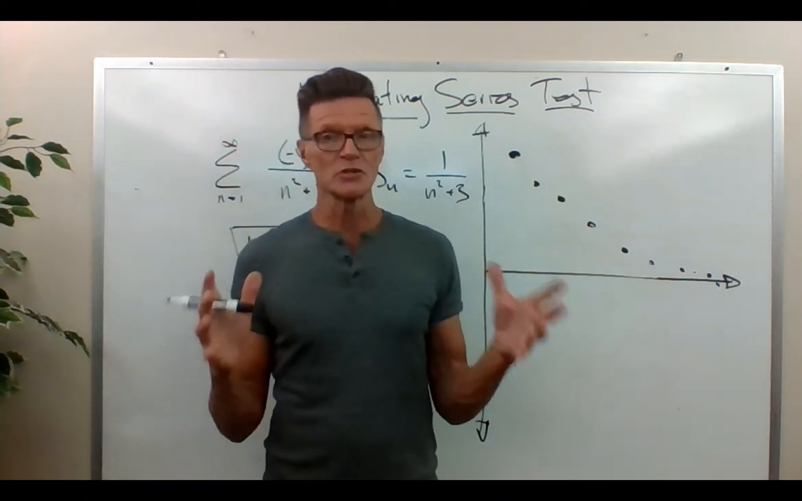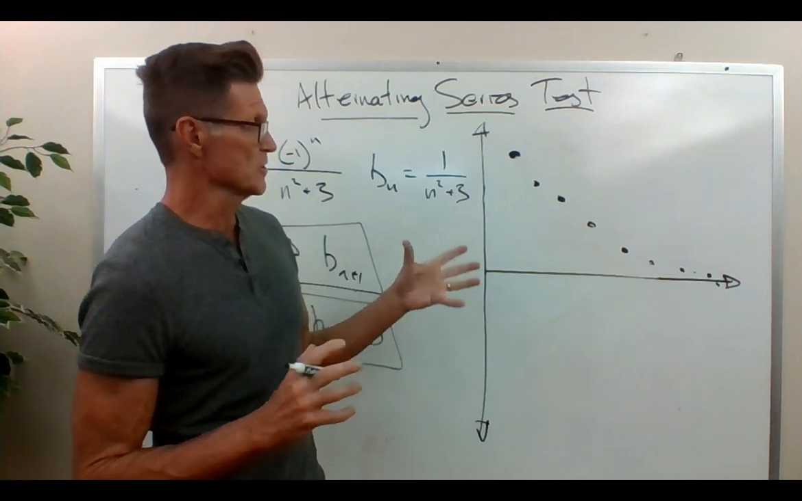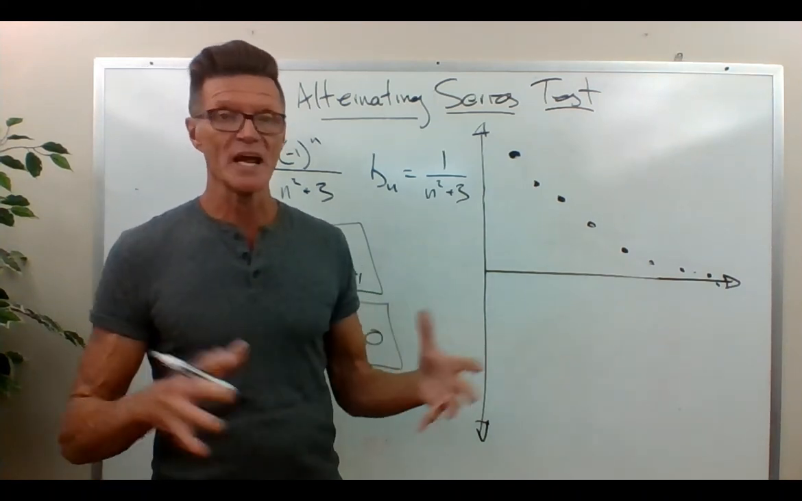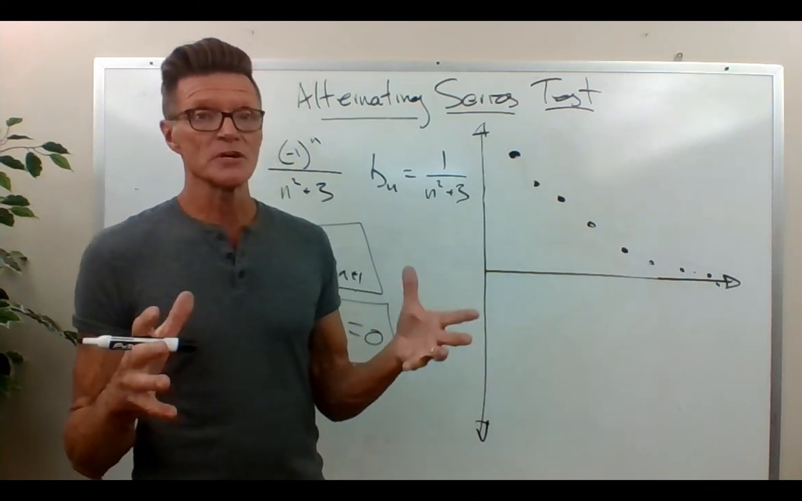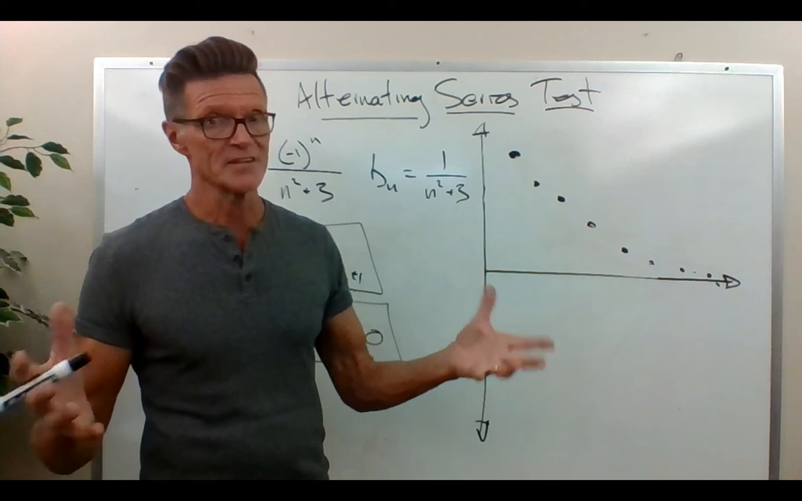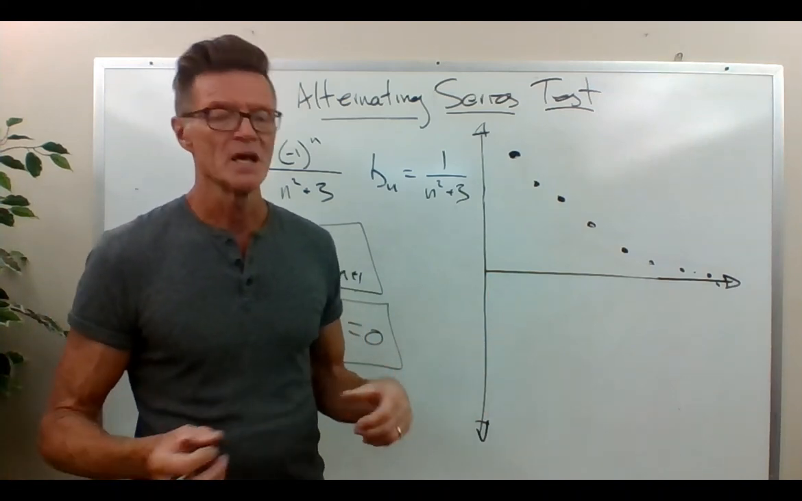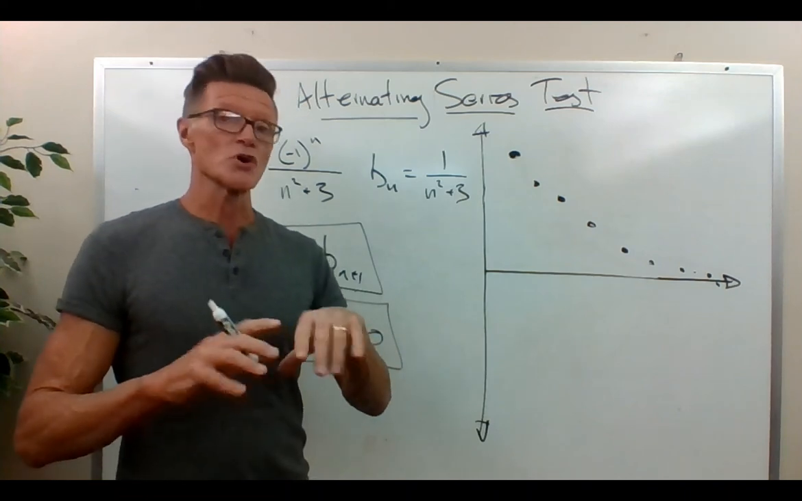Absolute convergence means, is this thing going to converge whether it's alternating or not alternating? Because some series may converge only if they're alternating, but not if they are not alternating, or vice versa. So that will be what we'll be looking at in the next video when we get into what is called absolute convergence.